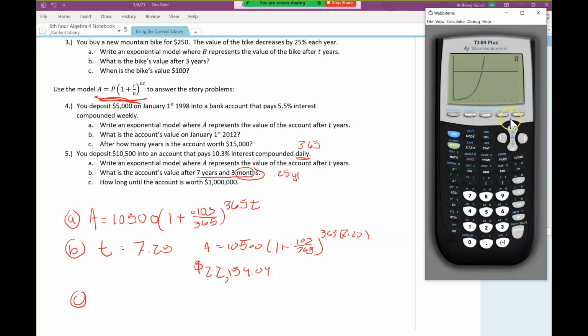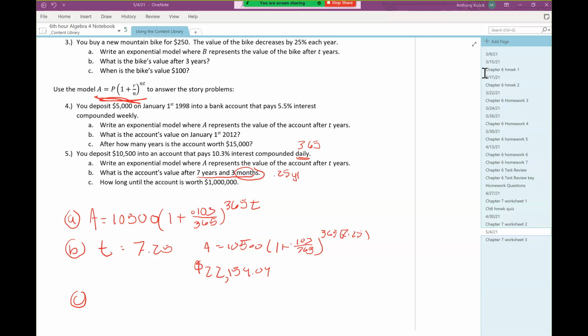To do that, I'll press second and then the trace button and select the intersect command. And since I only have 2 things graphed and they're only intersecting one time, I can just press enter 3 times. And it tells me the X value is 44.2 years. That's not bad. Put $10,000 away, and 44 years later, you've got $1 million.